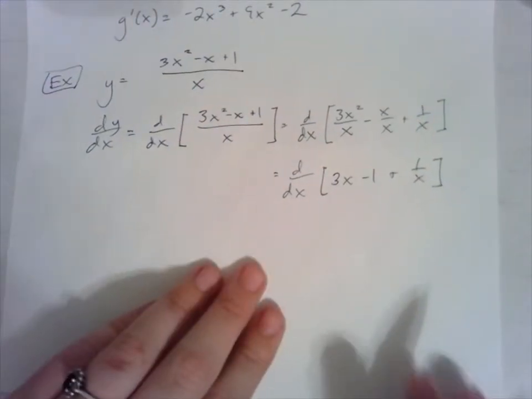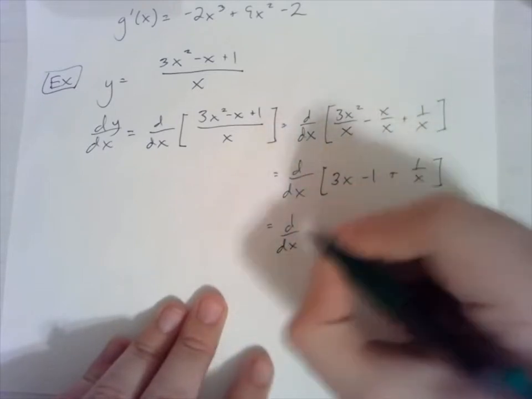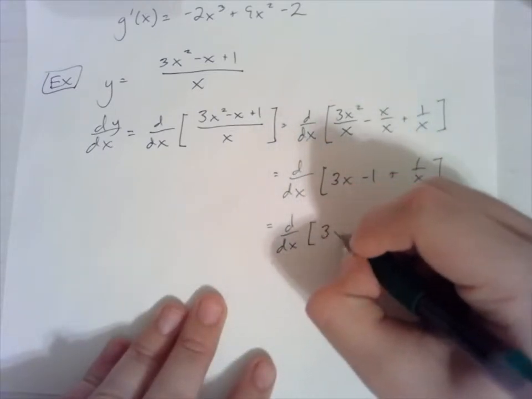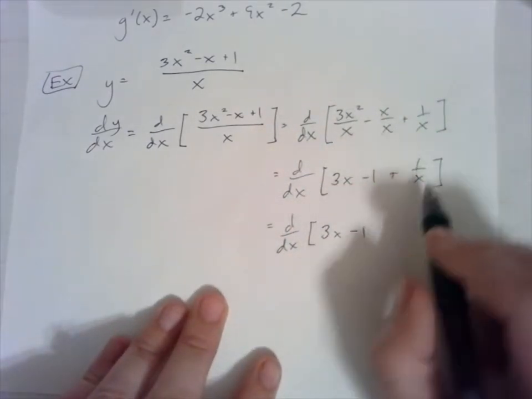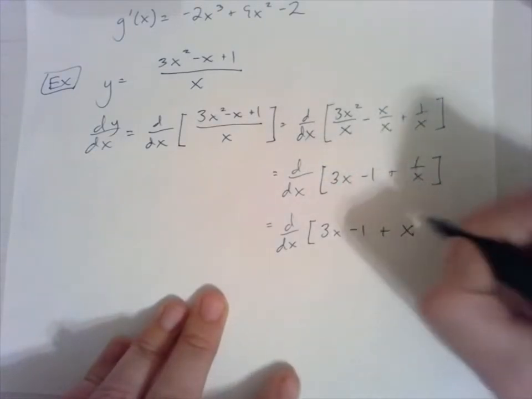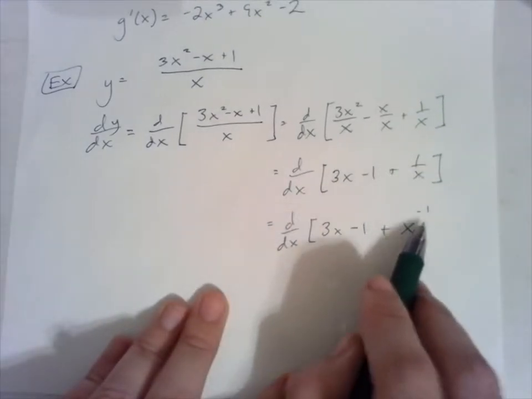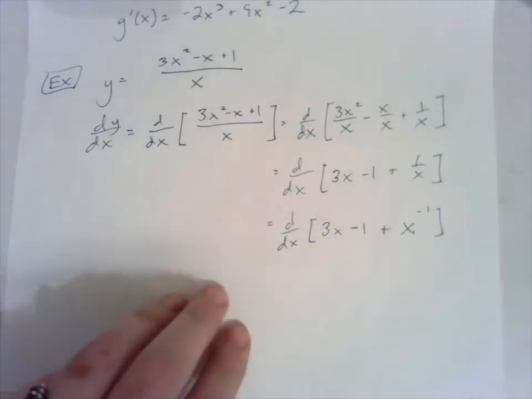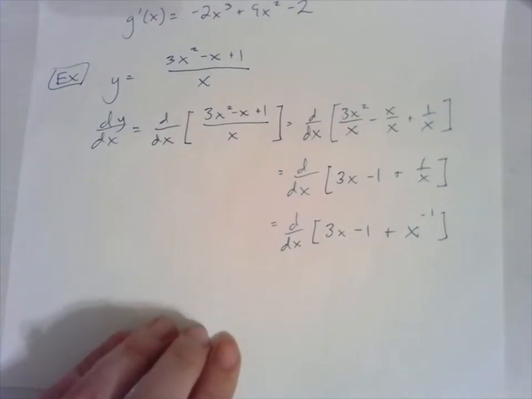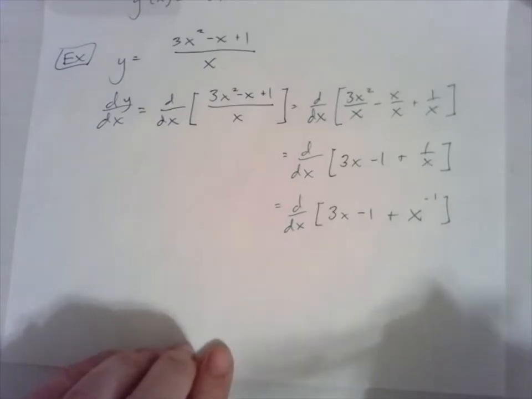I'm going to rewrite one more thing here before we start to take the derivative of each piece. What we should understand as well is that we have 3x minus 1, and then we have plus an x to the negative 1. Remember, if you have it at the bottom of a fraction, it's to a negative exponent, so we're going to write that there. And now what we can do is take the derivative of each piece.